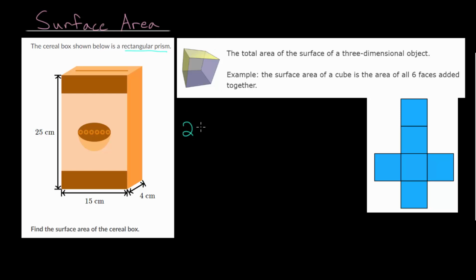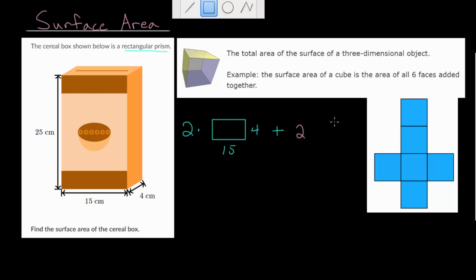We have twice the rectangle on the bottom or the top, which is a 15 by 4 rectangle. And then we're going to add to that twice the rectangle on the side. So on the right and the left, this is a 4 by 25 rectangle. That's this one right there.